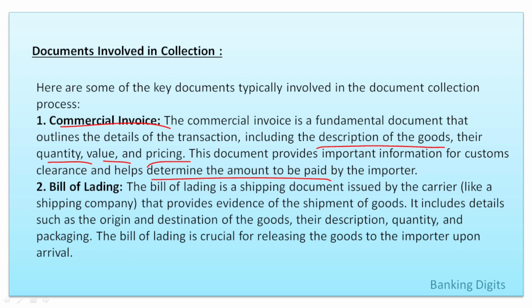Next document is bill of lading. The bill of lading is a shipping document issued by the carrier like a shipping company that provides evidence of the shipment of goods. It includes details such as origin and destination of the goods, their description, quantity, and packaging. The bill of lading is crucial for releasing the goods to importer upon arrival.